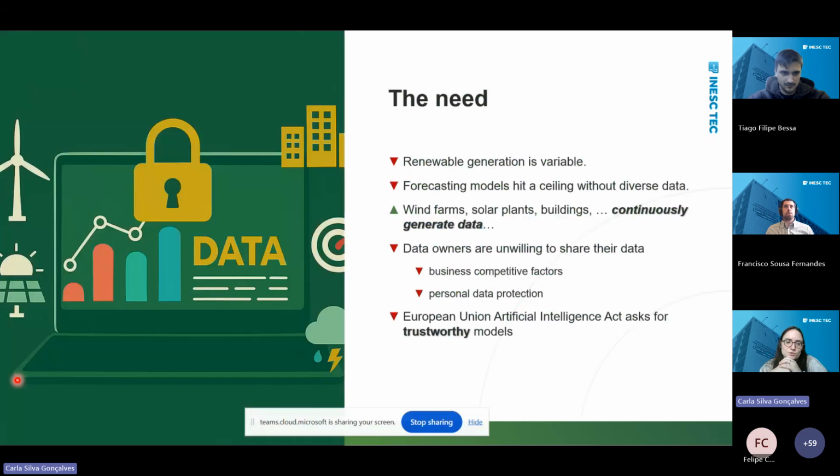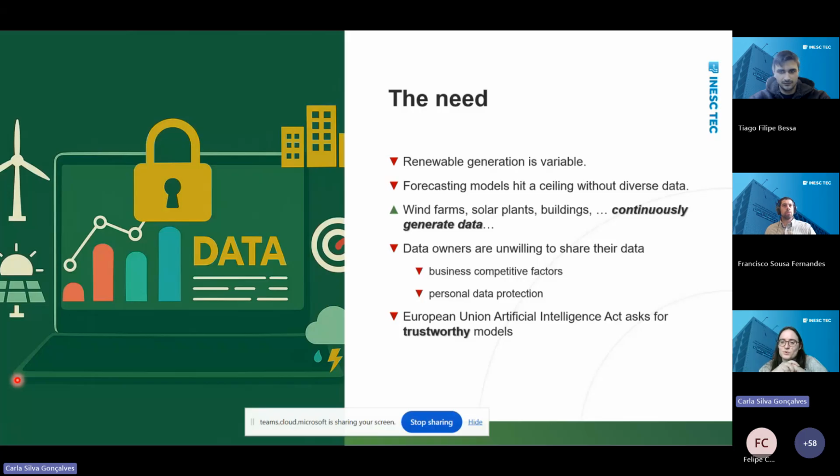So starting with the motivation, why do we need this privacy preserving federated learning? First, renewable generation is variable, and we need accurate forecasting models to support decision making. And we see that forecasting models are hitting a ceiling without diverse data. So we can still build better models, but the tendency is to fit the models with better and more diverse data. And data should not be a problem because we have wind farms, solar plants, buildings. They all are equipped with sensors and they continuously generate and collect data.